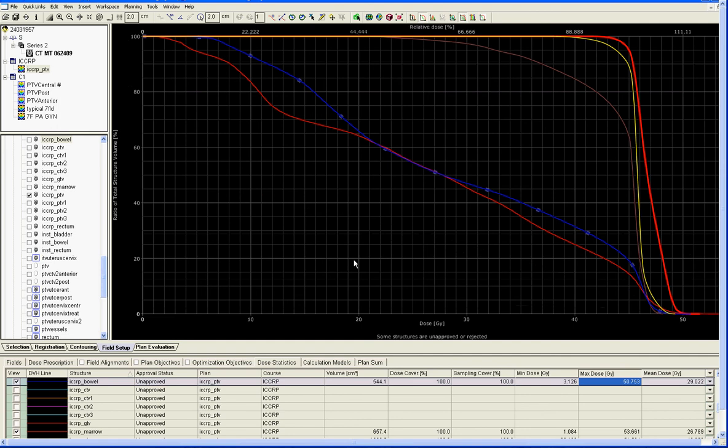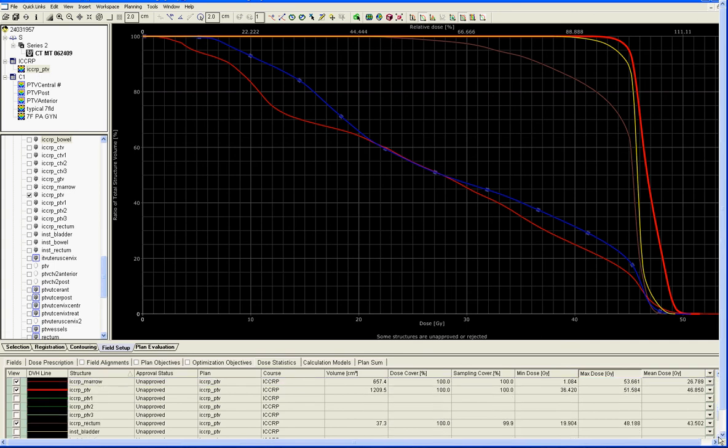The rectal max should be less than 50 gray, which it's 48 gray, so that's fine. And the bladder max should also be less than 50 gray, which it is. It's at 49 gray. So the last thing to check is the bone marrow constraints.